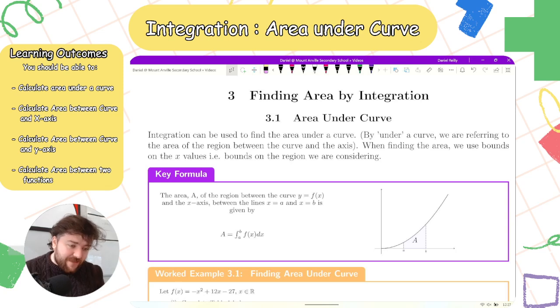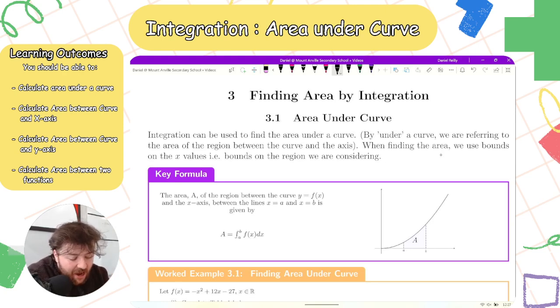Hello everyone. In this video we are looking at the area under a curve. Integration can be used to find the area under a curve. By under a curve, we are referring to the area of the region between the curve and the axes.